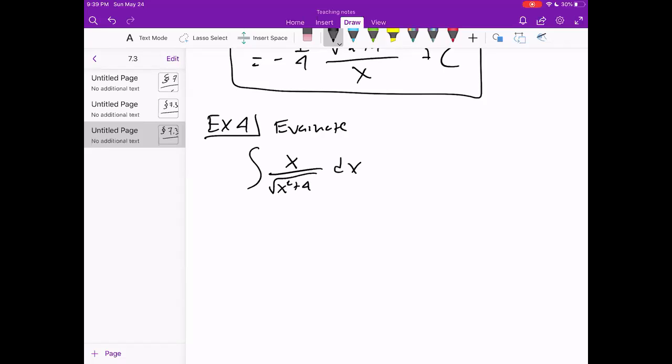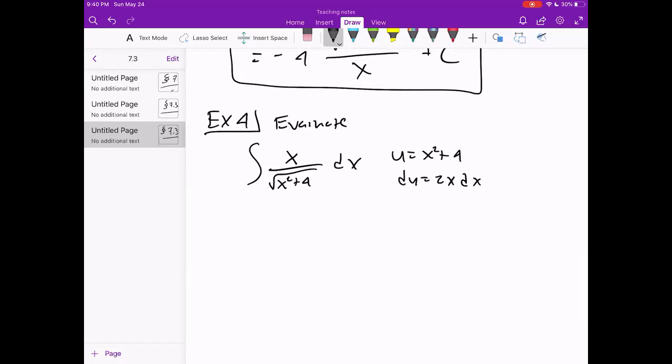But if you look at this one, you might be tempted to jump straight into a trig substitution. And it might work. I don't know if it will. But the point here is there's an easier way of doing this integral, and we always need to be looking out for that. This is a u substitution integral, because the derivative of x squared plus 4 is 2x, and that x appears in the numerator here. This u substitution looks to be the best way to go.